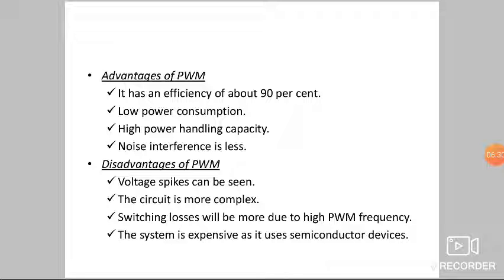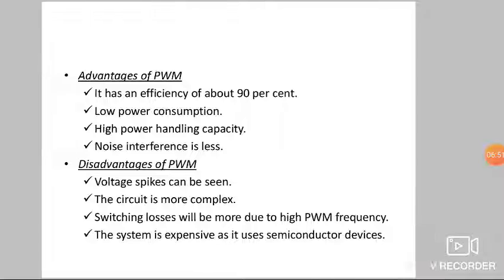Disadvantages of pulse width modulation. Voltage spikes can be seen. The circuit is more complex. Switching losses will be more due to high pulse width modulation frequency. The system is expensive as it uses semiconductor devices.